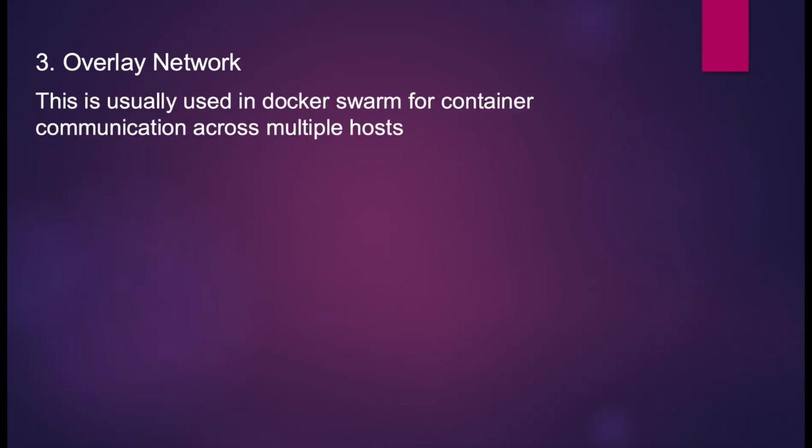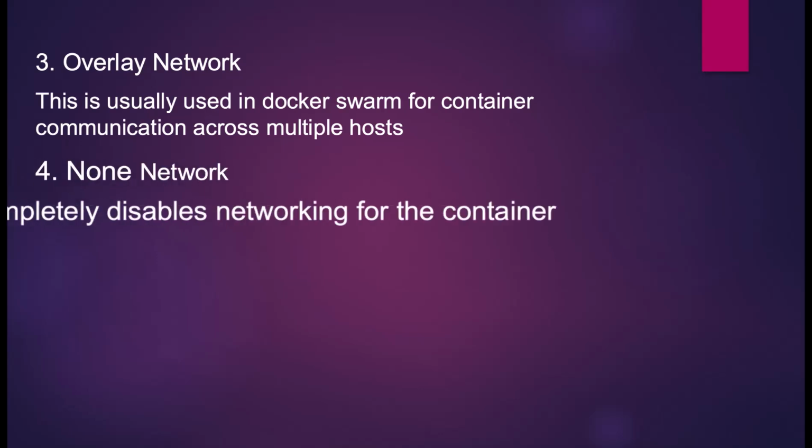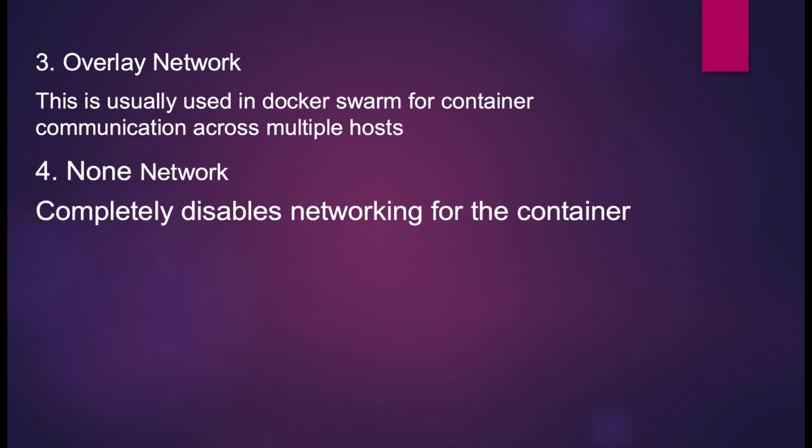The next one is the overlay network. Basically, overlay network is usually used in Docker Swarm, where different containers communicate across multiple hosts. The next one is the none network. This disables the network for that particular container.